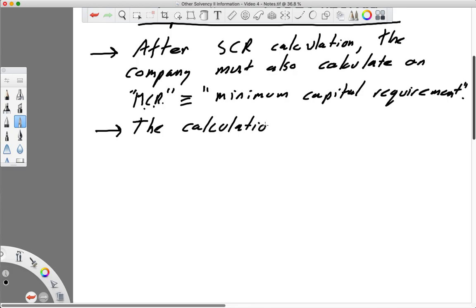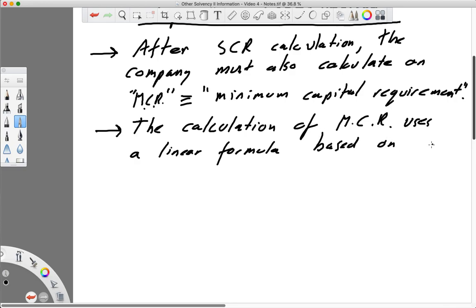The calculation of MCR uses a linear formula based on various components. So again, this is just another formula from the regulations.